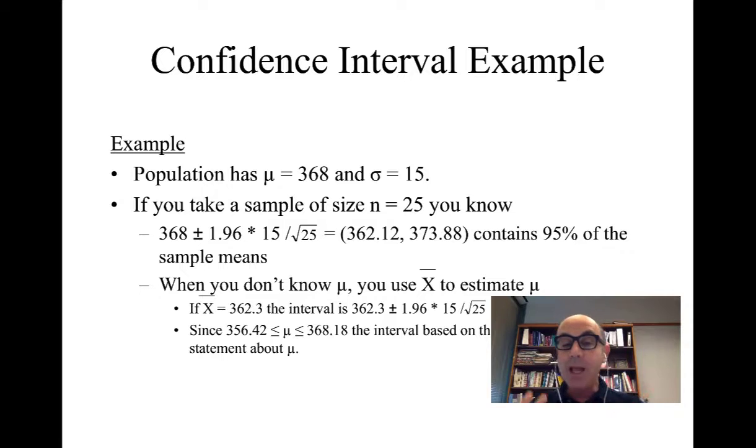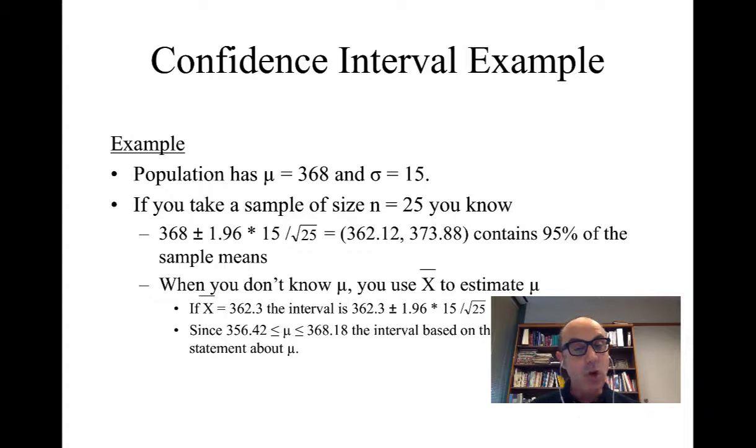So, an example. The population has a mu of 368 and the sigma is equal to 15. If we take a sample with a size of 25, how do we calculate? 368 plus minus 1.96 multiplied by 15 divided by the square root of 25, which will give us a 95% interval for the mean. So as you can see, when you do not know the mu, you use X hat to estimate the mu. So in this case, this is how we do that.